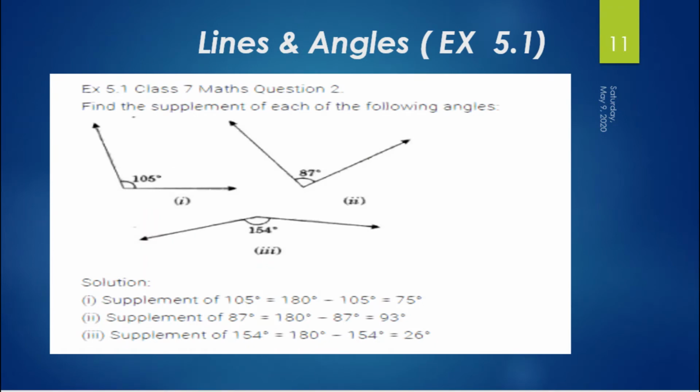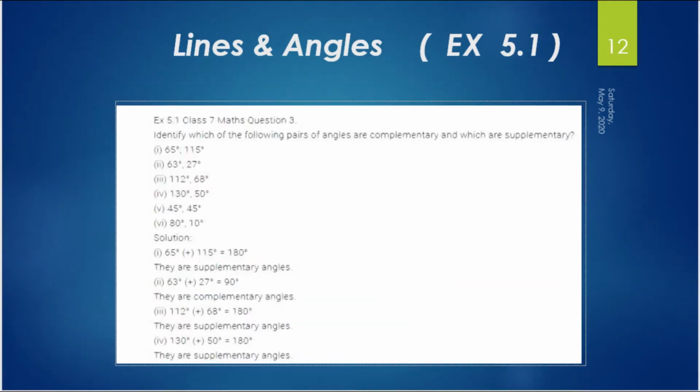Moving to question number 2: find the supplement of each of the following angles. Again, almost the same type of question, but a supplementary angle is one whose sum is 180. Supplement of 105: we will subtract the given value from 180. 180 minus 105 is 75. Supplement of 87: subtracting 87 from 180 is 93. Supplement of 154: 180 minus 154 is 26.